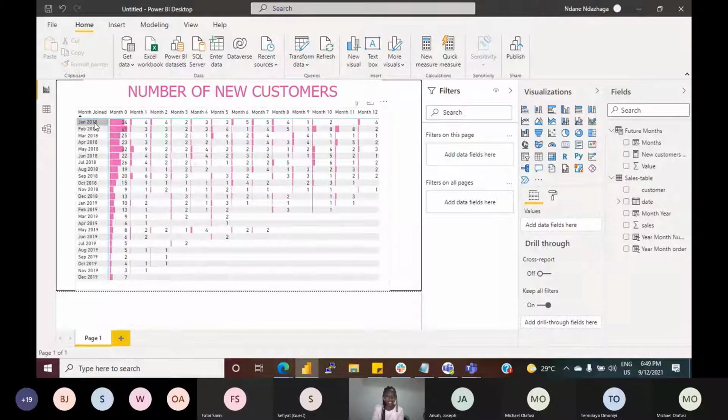Okay, so this is telling that in January 2018, 34 customers joined in January. And out of these 34 customers, 4 customers came back in February, 4 customers came back in March, 4 customers came back in April, 4 customers came back in May. Is that clear? So it shows the customer life cycle.